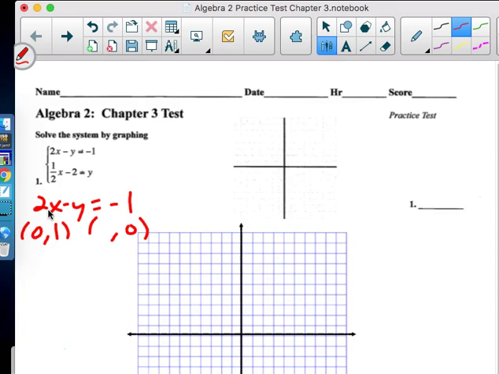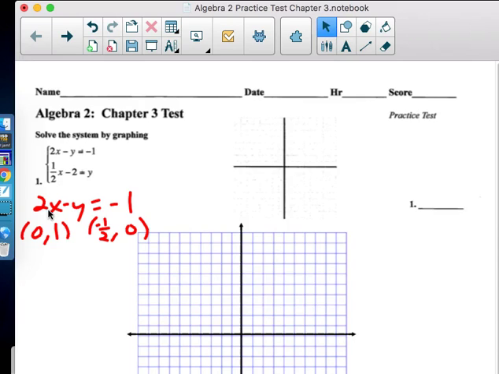If y is 0, I cover this up, and I'd have to divide by 2. That's going to be a -1/2. Now that could be a problem. Here's why. Those 2 points are going to be really close together, and this grid is really, really bad.